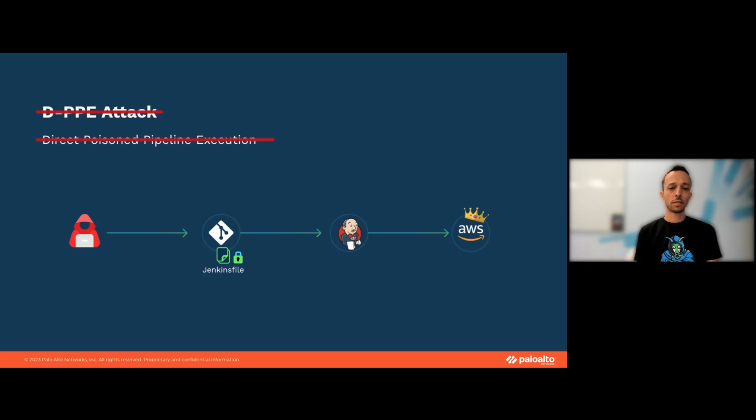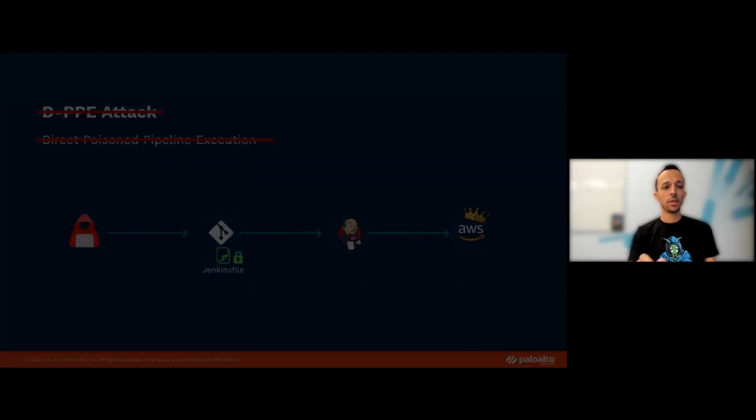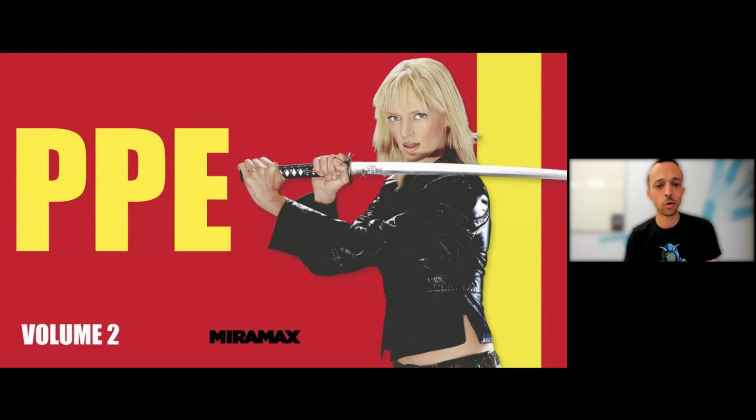That's good. But does it mean that your environment is secure against PPE attacks in general? Well, of course not. Otherwise, I wouldn't be asking. So let's move on to the second variant of PPE, which is indirect poisoned pipeline execution, or in short, indirect PPE.